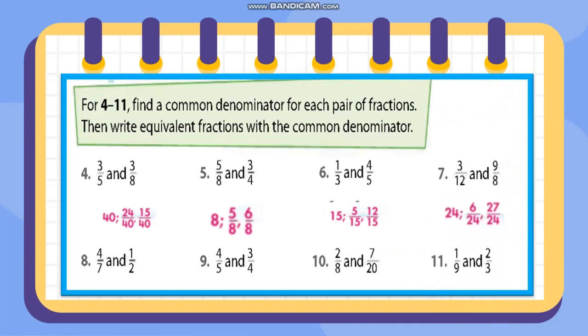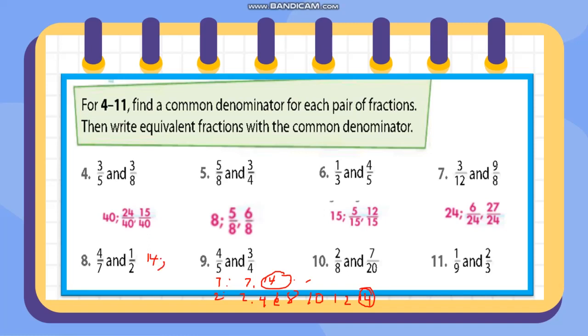Next, question number 8. For 4/7 and 1/2. Okay, so 7 and 2 are my denominators. So 7 and 2. If I'm going to get the common multiple, I have 7, 14, and so on. Then 2, 4, 6, 8, 10, 12, 14. So my common now is 14. So my common denominator here is 14. That is my first answer, the common denominator.